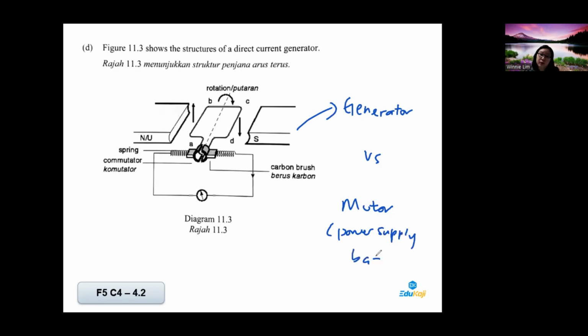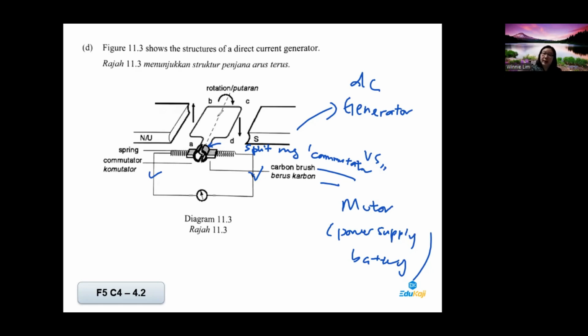Normally, they will put a battery there, a power supply, AC or DC. So this is indeed a DC generator. Why? Because you have this part, we call it a split ring commutator, or simply, they sometimes just say commutator. So this commutator enables the current coming out to the external circuit to always be in the same direction whenever you rotate the coil.